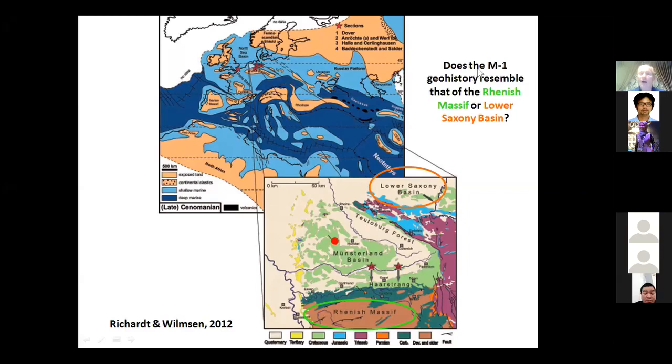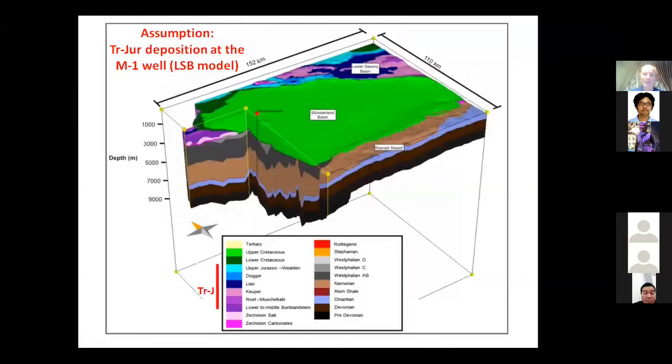And so our first question is, should the geohistory represent the Rhenish Massif or the Lower Saxony Basin? The Rhenish Massif is a big igneous metamorphic complex. This is a sedimentary basin. Quite different. Which one does it look more like?